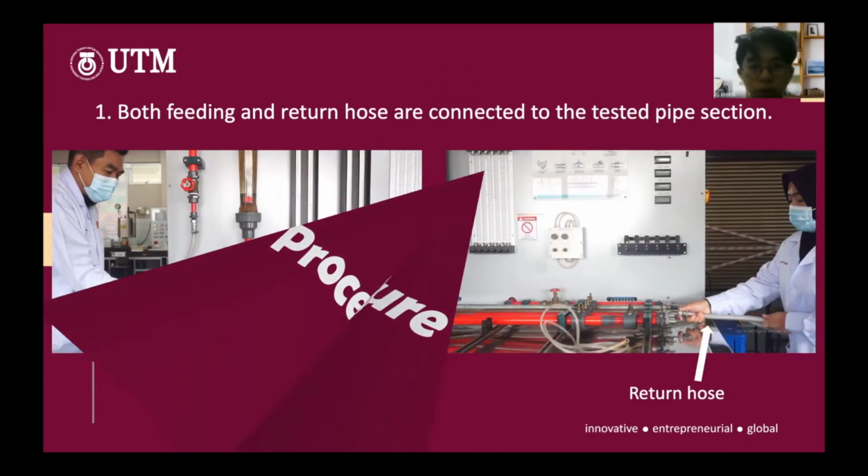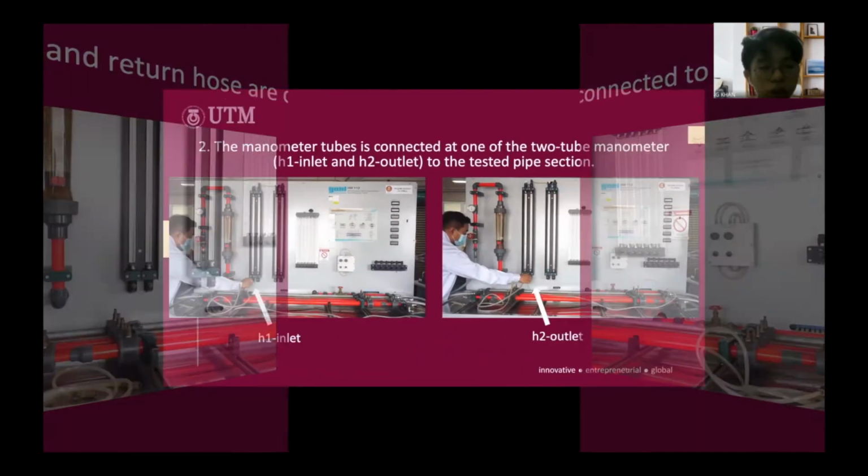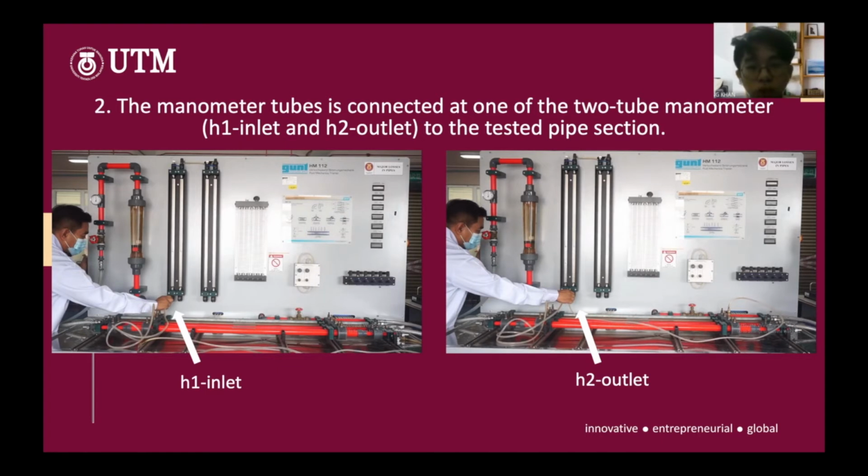Procedure of the experiment. First, both the feeding and return hoses are connected to the test pipe station. At the left is the feeding hose and at the right is the return hose. The manometer tube is connected to the two-tube manometer, H1 inlet and H2 outlet, and to the test pipe station. In the left image you can see the manometer tube connected to the left side of the two-tube manometer, which is the H1 inlet, and in the right image it is connected to the H2 outlet of the two-tube manometer. Next.